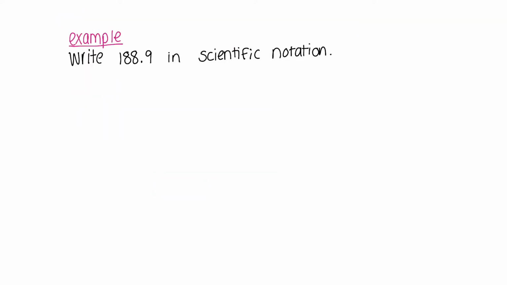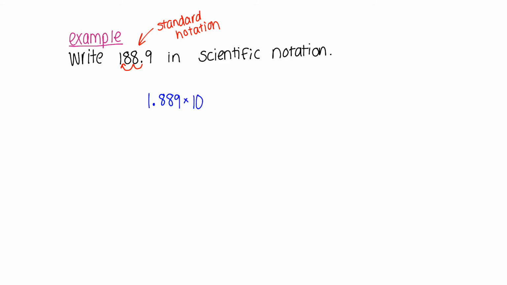Sometimes they're going to ask you to go in the opposite direction. So this is a number written in standard notation, and we want to put it in scientific notation. When you're putting it in scientific notation, you're looking at moving the decimal point to right after the first number. So I want this decimal point to go right here. I want to move it 2 times. If I moved it 2 times, I would have the number 1.889.